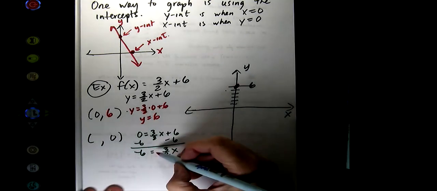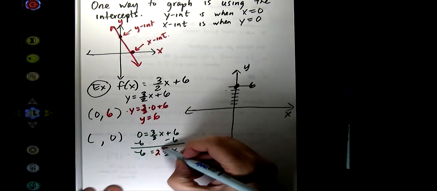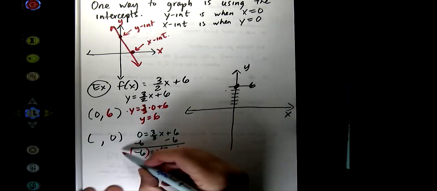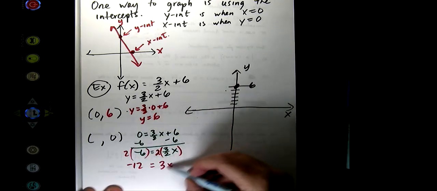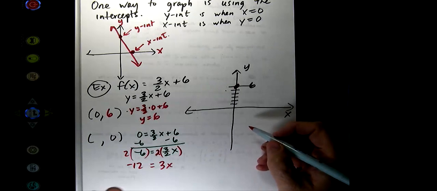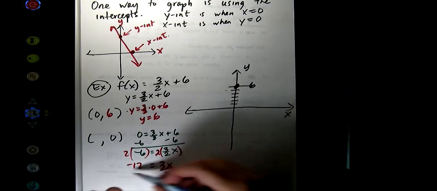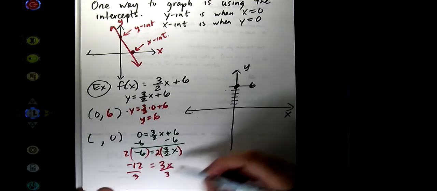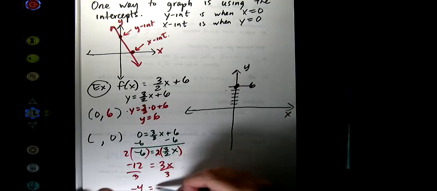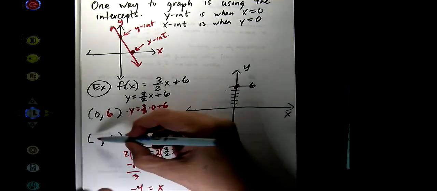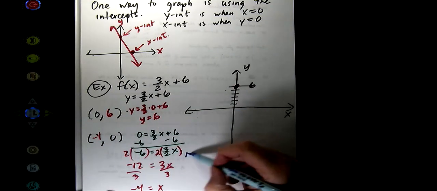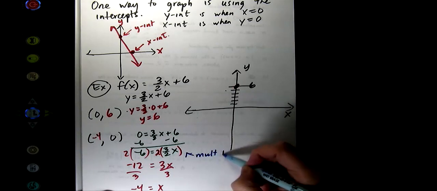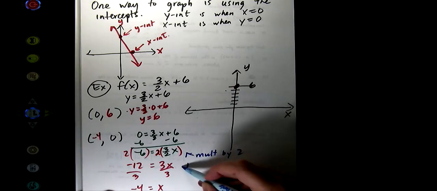Multiplying by 2 works, that's a good start. That'll at least clear the fraction. And then we have to divide by 3. Notice I multiplied by 2 here. Divided by 3 here.